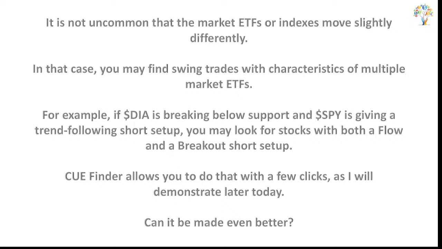It is not uncommon that the market ETFs or indexes move slightly differently. In that case, you may find swing trades with characteristics of multiple market ETFs. For example, if DIA is breaking below support and SPY is giving a trend following short setup, you may look for stocks with both a flow and a breakout short setup. Q Finder allows you to do that with a few clicks, as I will demonstrate later today.